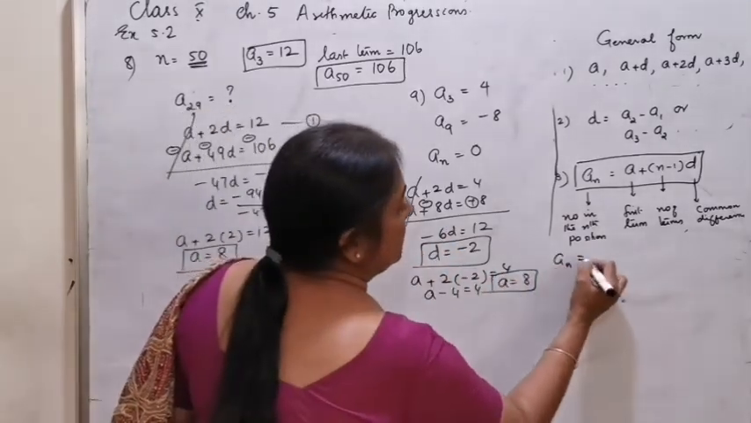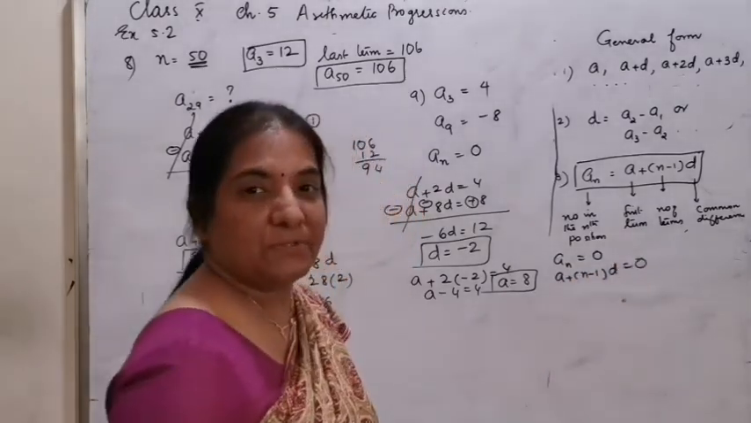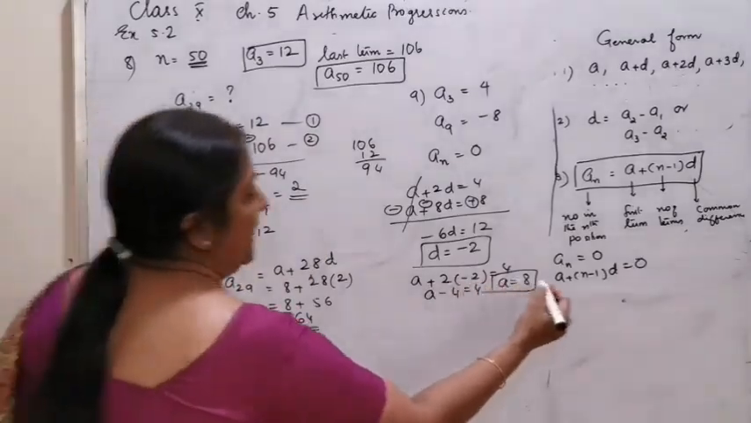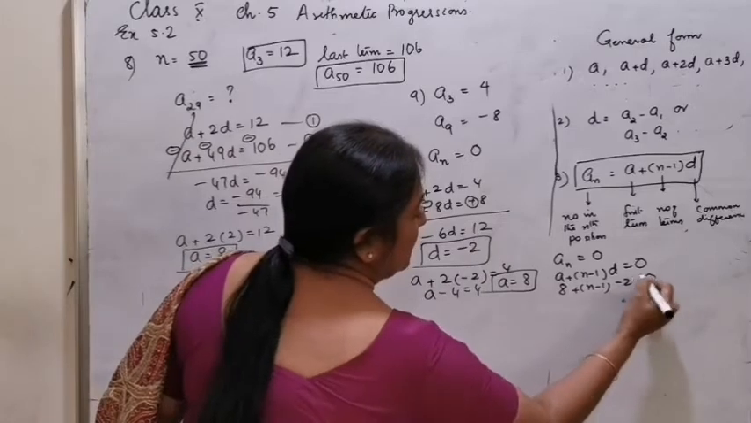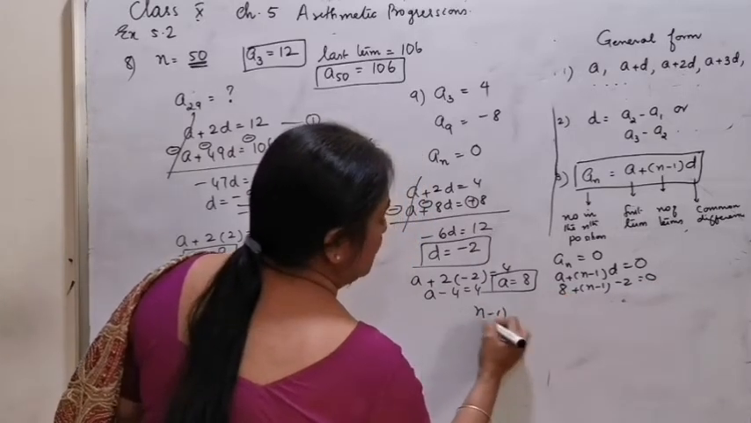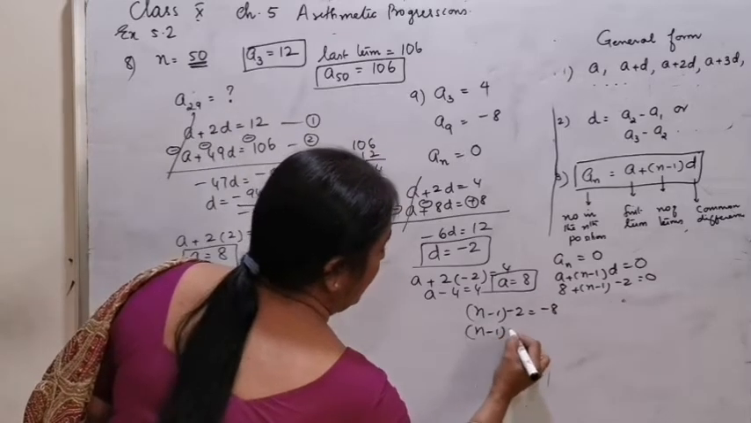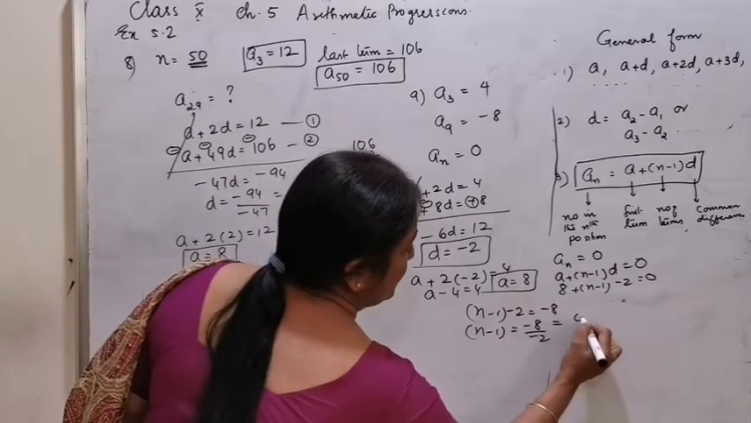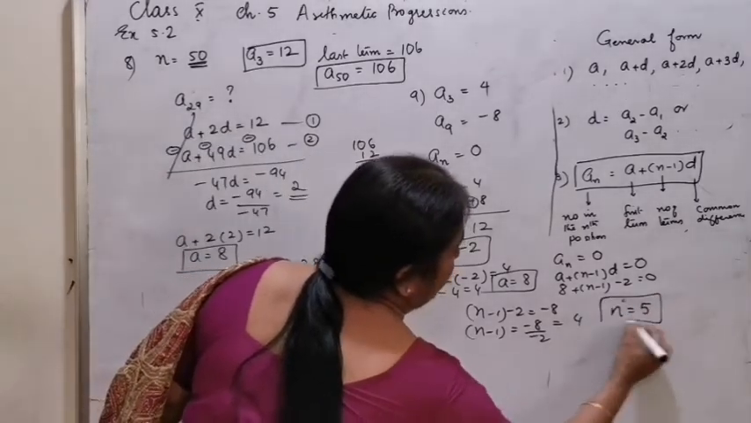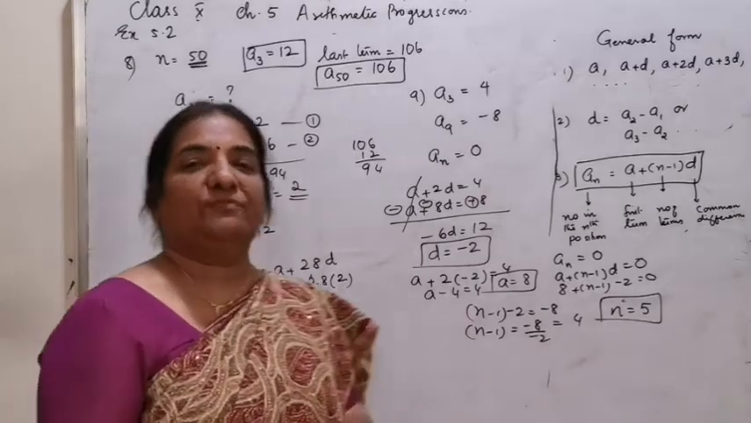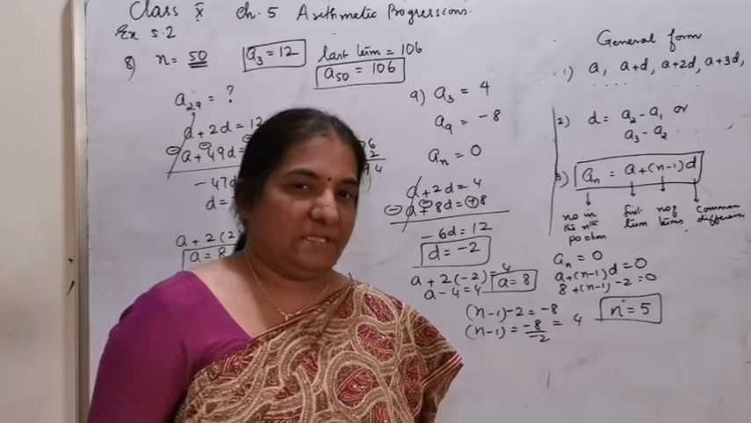So AN is equal to 0, A plus N minus 1 into D is equal to 0, 8 plus N minus 1 into minus 2 is equal to 0, N minus 1 into minus 2 is equal to minus 8, N minus 1 is equal to minus 8 by minus 2 is positive 4, or the value of N is 5. That means in the fifth position of this AP, you can see the term 0. That's the meaning of the question.